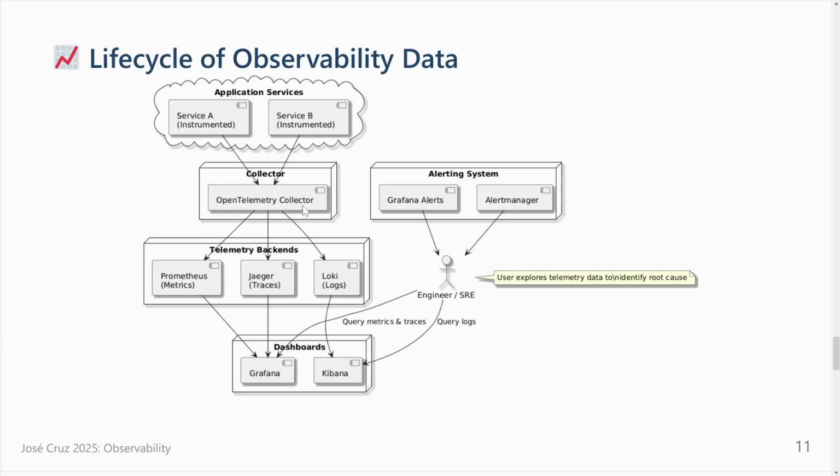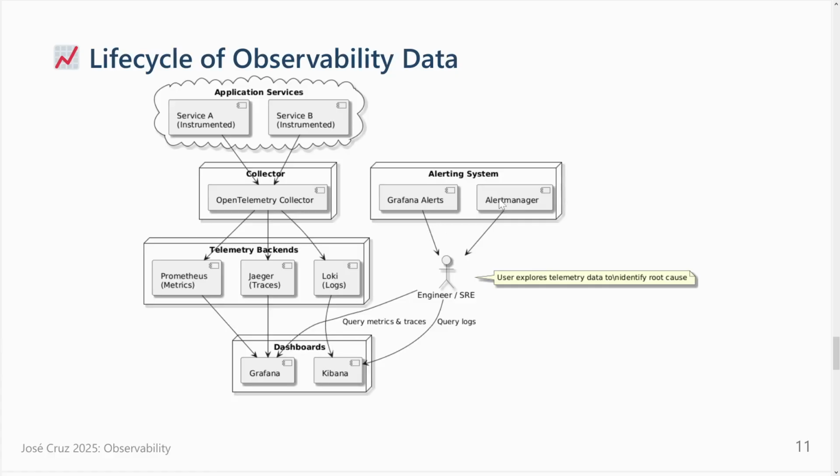OpenTelemetry is a good one, but again, you can pay and have a different one. For telemetry backends, Prometheus, Jaeger, and Loki. I didn't put Elasticsearch here because Loki is a good alternative, and it's from the same company as Grafana, so they talk really well to each other. And Kibana, you can use, but usually Kibana is more linked to Elasticsearch. Usually with Grafana you can do everything, and you don't need Kibana. It depends on the system that you are connecting Kibana with.